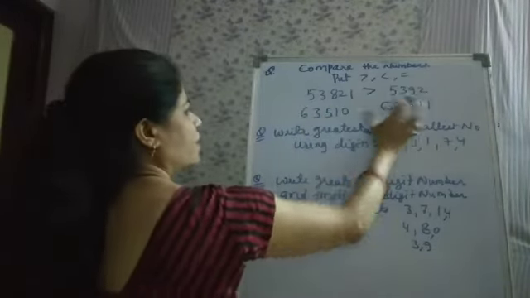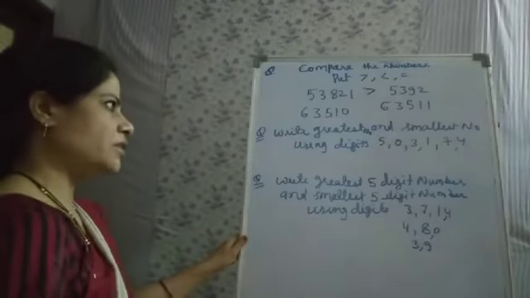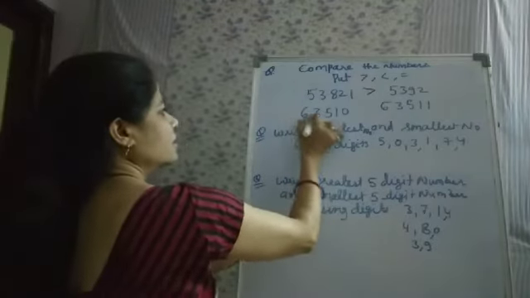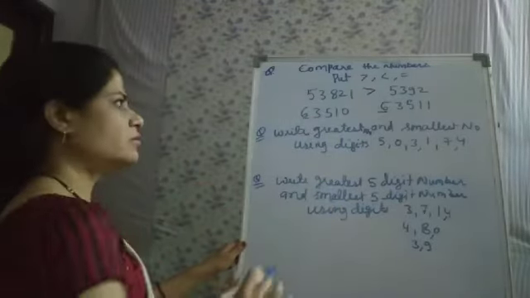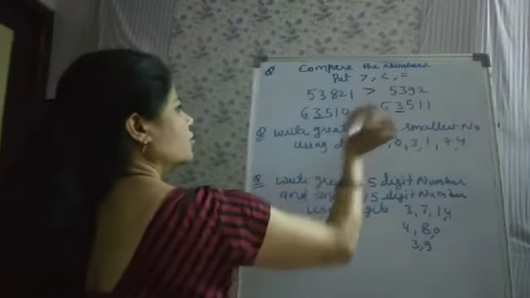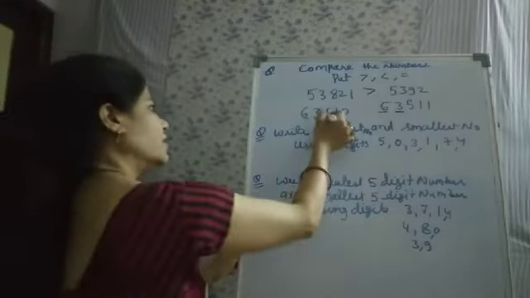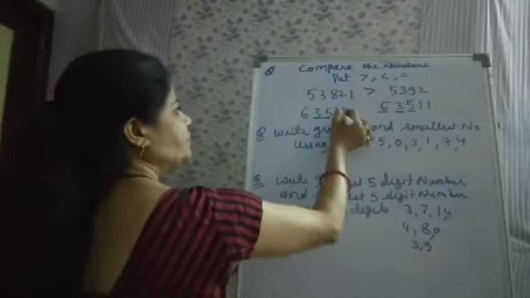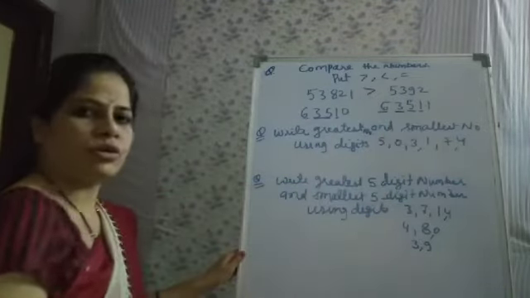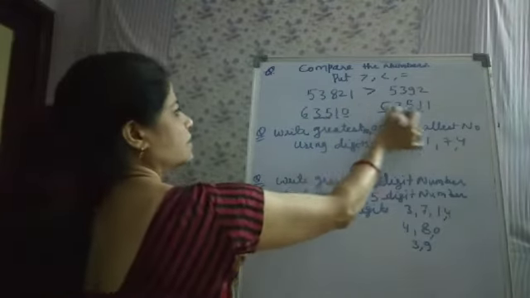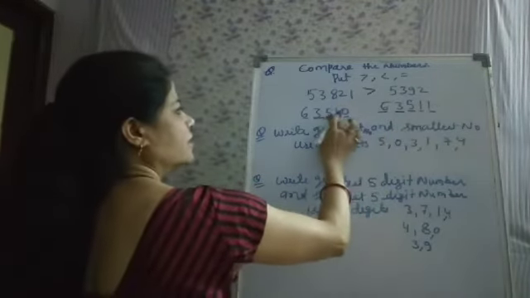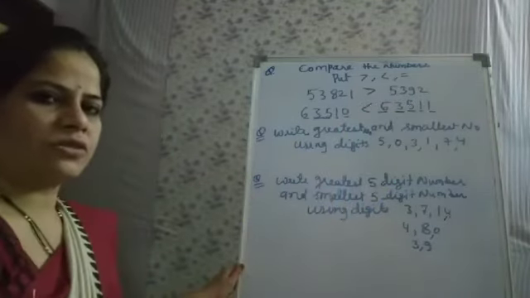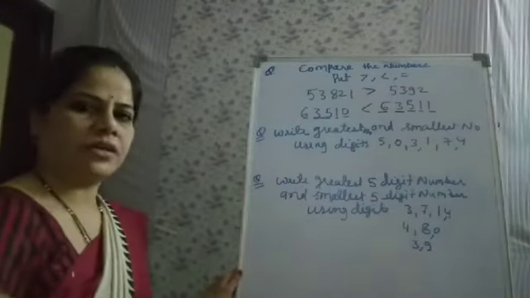Now see next, 63,510 and 63,511. Both the numbers are 5-digit numbers. So you have to compare the very left side digits of both the numbers. See, here is 6 and 6. So we can't compare. Then next digit is 3 and here is also 3. Again we can't compare. Then next digit is 5 and there is also 5. So we can't compare again. Then next digit is 1 and 1. So again we can't compare. But the next digit is 0 and 1. See, 1 is greater than 0. So that 63,511 is greater than 63,510. This way you have to compare numbers.